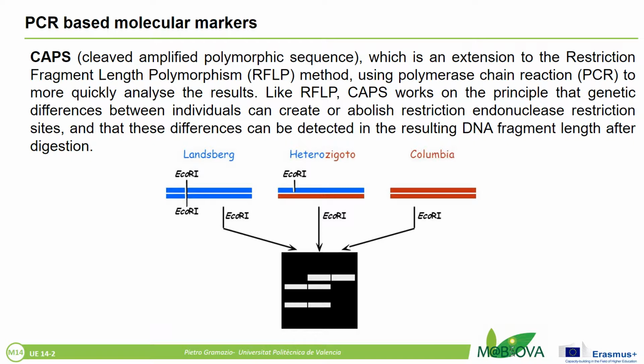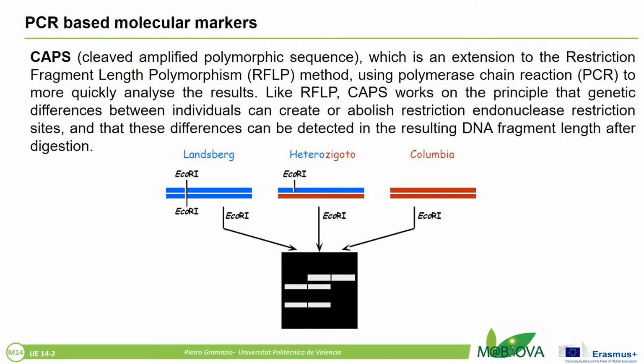Like RFLP, CAPS works on the principle that genetic differences between individuals can create or abolish restriction endonuclease restriction sites, and that these differences can be detected in the resulting DNA fragment length after digestion. In the CAPS method, PCR amplification is directly across the altered restriction sites and the product digested with the restriction enzymes. When fractionated by agarose or acrylamide gel electrophoresis, the digested PCR product will give readily distinguishable patterns of bands.